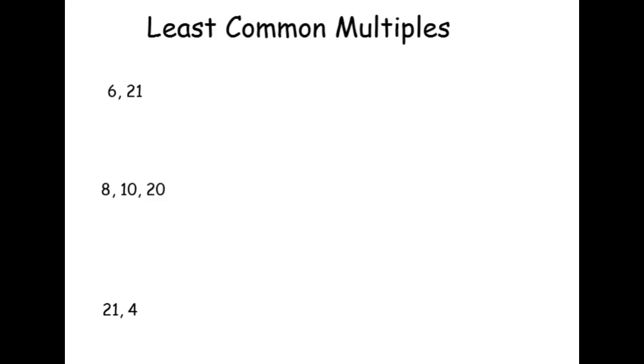This lesson is on least common multiples, and you learned how to find least common multiples way back in lower school, where you just listed, say, the multiples of 6: 6, 12, 18, 24, and then you listed the multiples of 21: 21, 42, 63, and you found the smallest one that they had in common. I'm going to teach you a different method, sometimes called the cake method, and we're going to use it with polynomials. So let's start with 6 and 21.